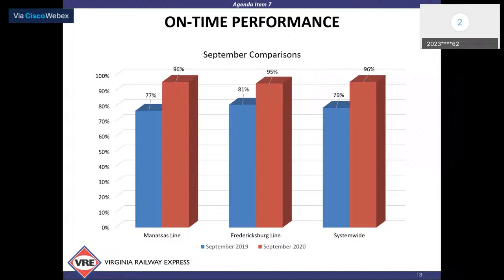On-time performance still is strong. We saw 96% system-wide the month of September, and of course the breakdown is in front of you between the Manassas line and the Fredericksburg line.